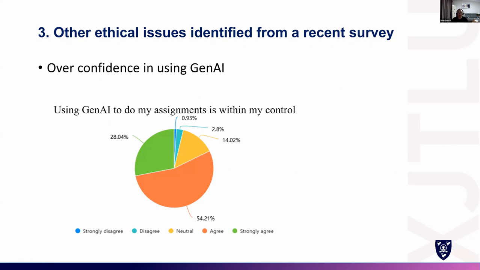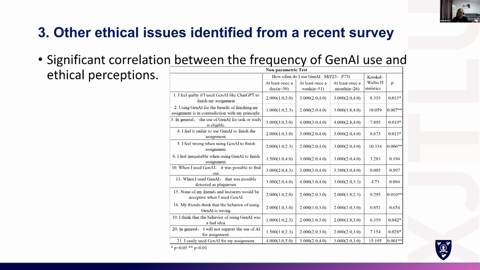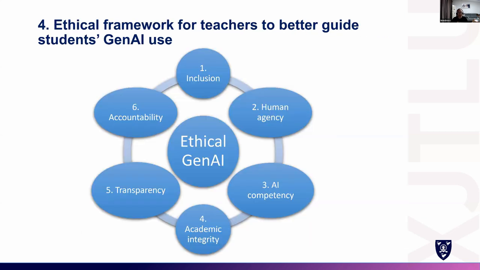Also, from a recent survey, it is found that students are generally overly confident in using generative AI, and there is a strong correlation between the frequency of generative AI use and ethical perceptions. Therefore, it seems necessary for teachers to try to establish an ethical framework to better guide students' GenAI use. There are 6 elements in the proposed framework.